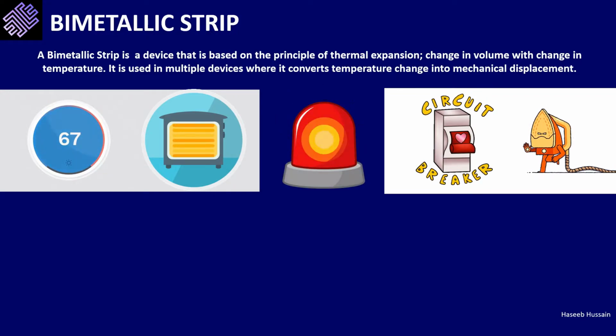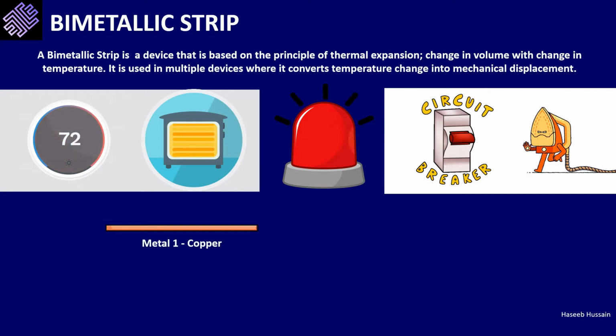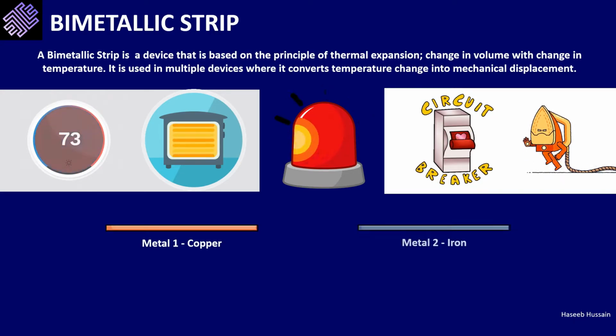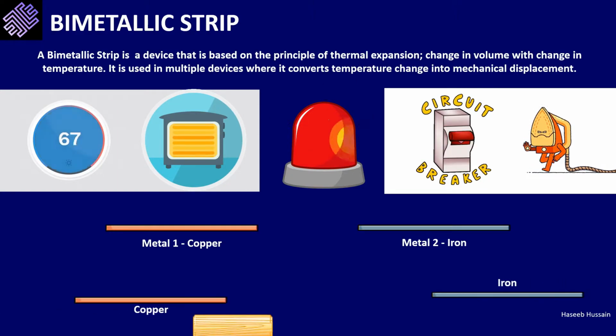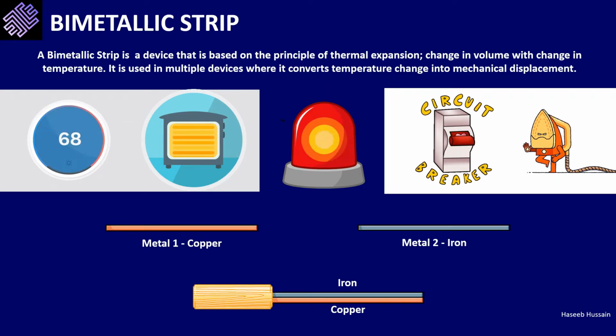From its very name, bimetallic, you should be able to guess that it is made up of two metals: metal 1, which in this case is copper, and metal 2, which in this case is iron. These metallic strips are glued, pressed, or welded together to create one strip, which we know as bimetallic strip. The strip consists of one metal at the top and another one at the bottom.